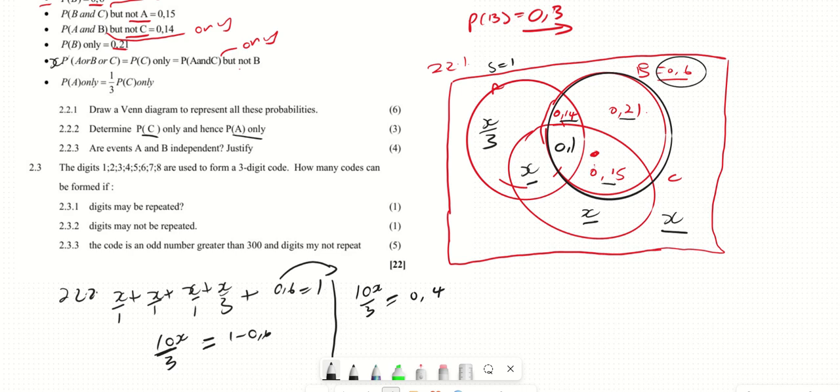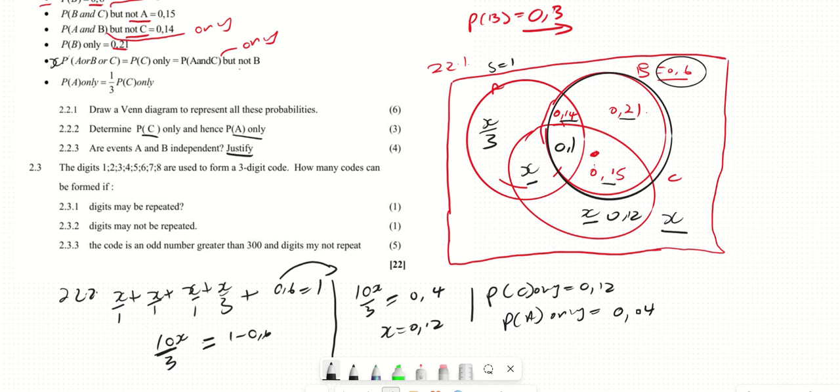So my x is 0,2, meaning that this is 0,12. So the probability of C only is 0,12. So the probability of A only is 0,12 divided by 3, which is 0,04. Okay, they say now 2.2.3, are events A and B independent?